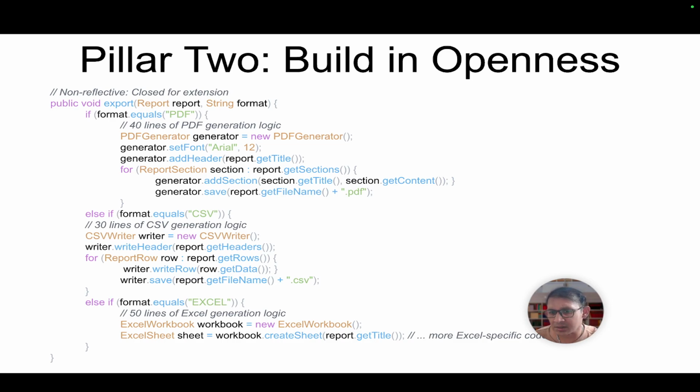The method violates the single responsibility principle because it knows about PDF generation, CSV formatting, and Excel workbook creation. As you add more formats, this method grows longer and more complex, increasing the risk of introducing bugs into existing functionality.